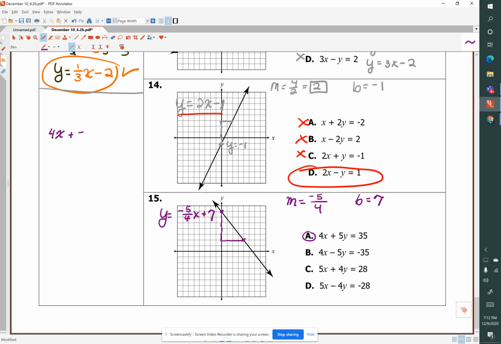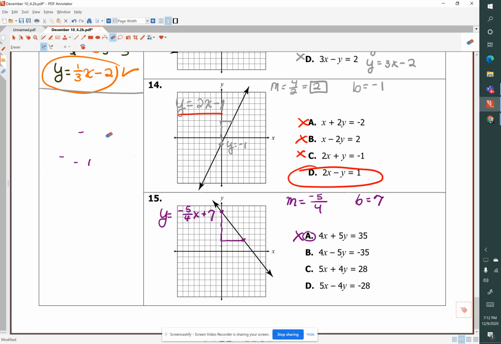4x plus 5y equals 35. We'll start by subtracting 4x from both sides. And that will give us 5y equals negative 4x plus 35. And then we'll divide everything by 5, which will give us y equals negative 4/5 x plus 7, and that's not what we're looking for. We're looking for negative 5/4. So A is incorrect.